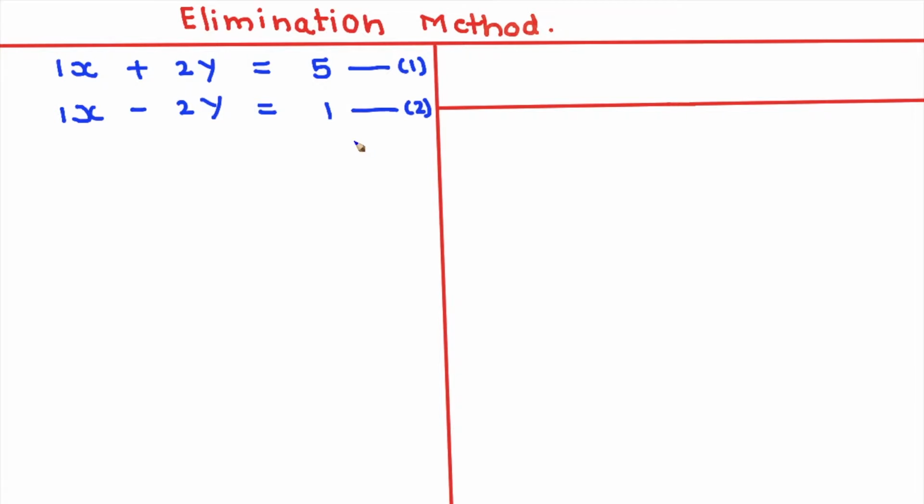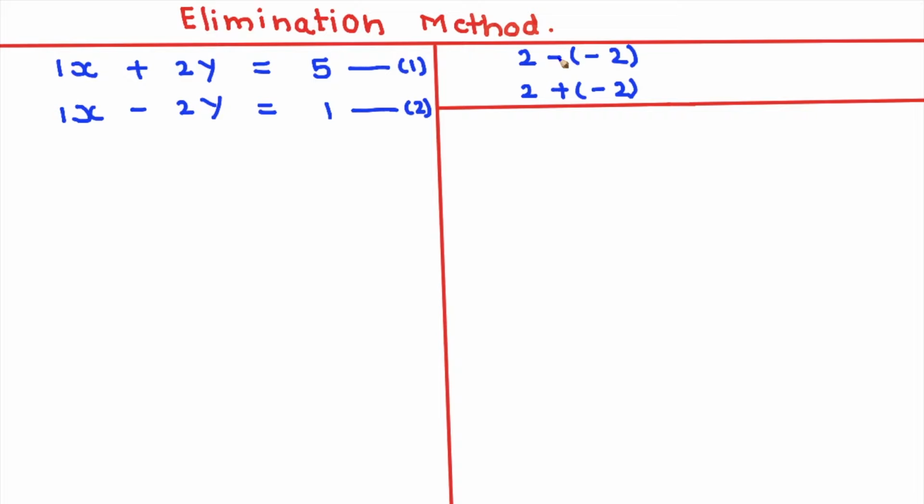Let's decide that we are going to eliminate y. Then the coefficient of y in the first equation is 2. In the second equation it's negative 2. Now which mathematical operation shall I do so as to cancel out this plus 2 and minus 2? Shall I subtract them or shall I add them?